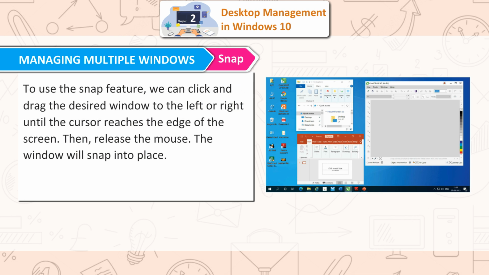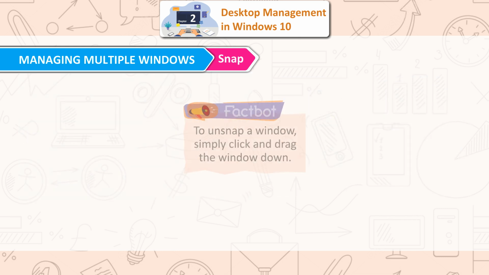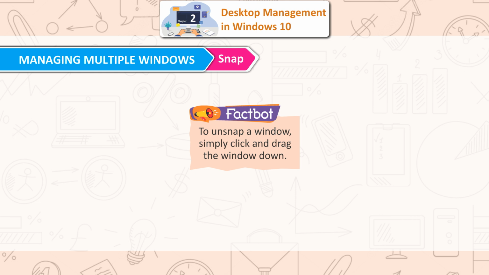To use the snap feature, we can click and drag the desired window to the left or right until the cursor reaches the edge of the screen. Then release the mouse. The window will snap into place. Factbot. To unsnap a window, simply click and drag the window down.